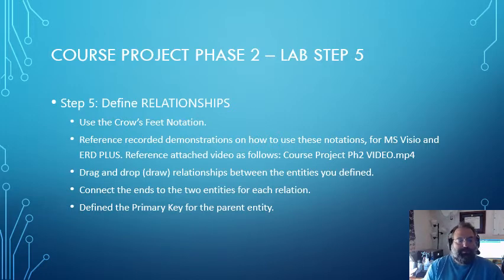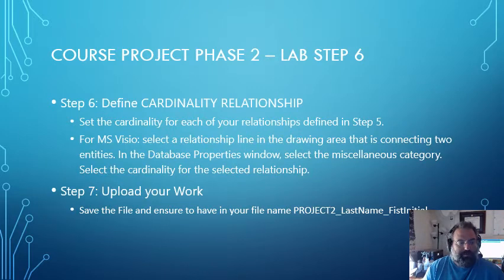The fifth step is to define the relationships. Use the crow's feet notation. And then for the sixth step, define the cardinality relation. Set the cardinality for each of your relations as defined in step 5.